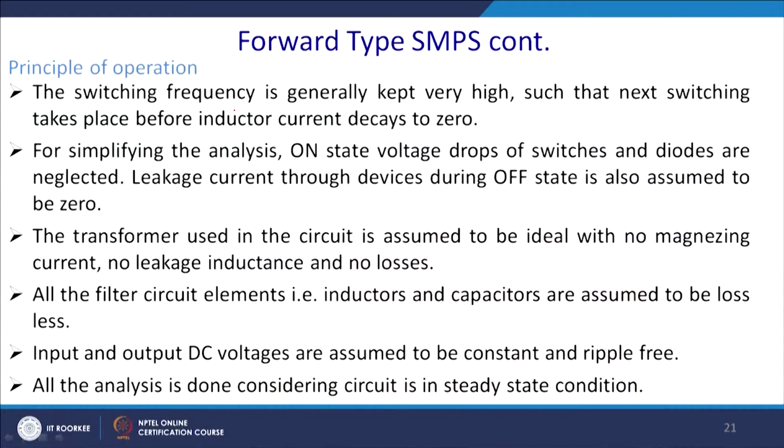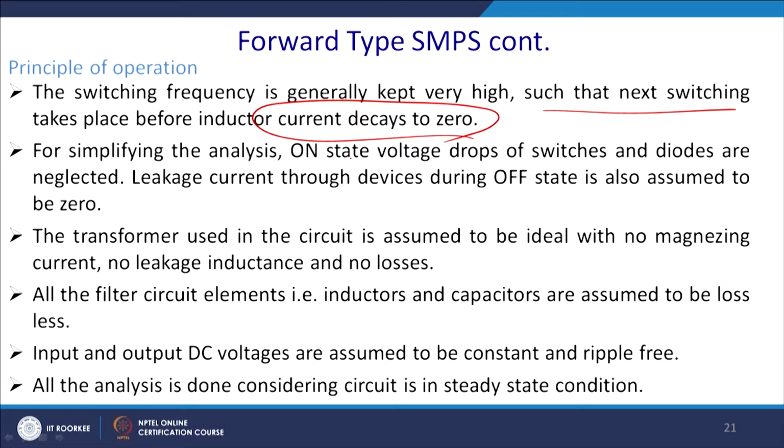So, we shall continue with our discussions on isolated DC to DC converter. We are discussing the forward converter. Let us go to the operation of the forward converter. The switching frequency is the same as that of the flyback converter, generally kept high such that the next switching takes place before the inductor current decays to 0. We want it as a continuous conduction mode.